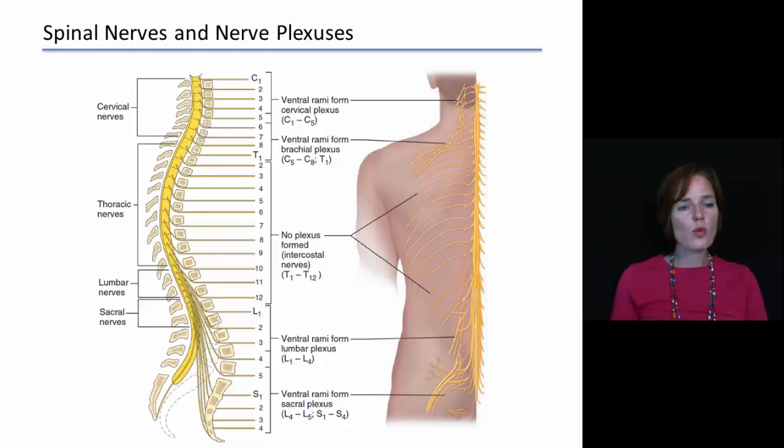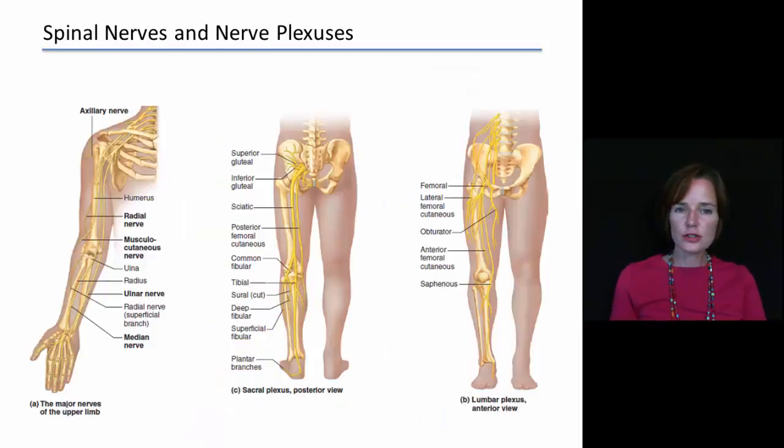Here's a look at where those different spinal nerves and nerve plexuses are located. They have different names based on where they're actually coming out. Here's a closer look at what they would actually be controlling. Different ones are controlling different limbs. We have some that are controlling the upper limbs. We have the sacral plexus, controlling the posterior of the leg. We have the lumbar plexus. We have the anterior view.